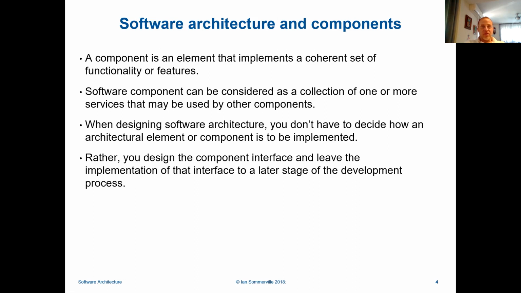A component is an element that implements a coherent set of functionality or features. In other words, a component has to do something. It can't be too small so that it doesn't actually provide any functionality. It provides some functionality. So we're defining the words architecture and components. Software components can be considered as a collection of one or more services that may be used by other components. In other words, there's reusability. You can use this component twice in 2 different systems.